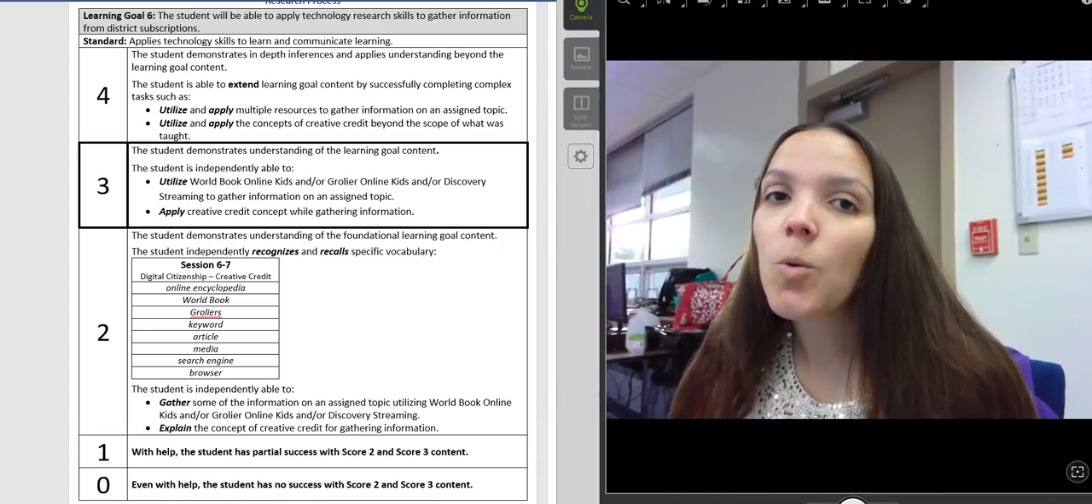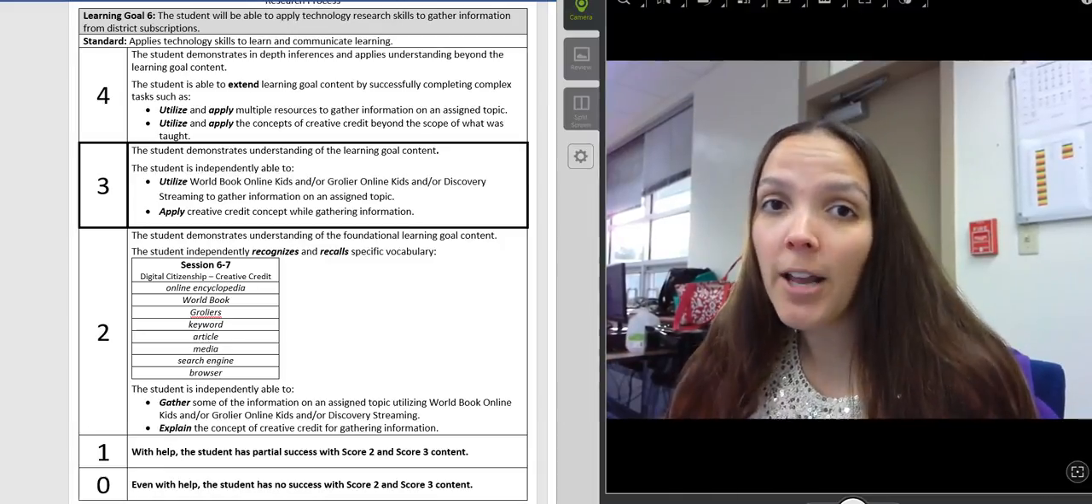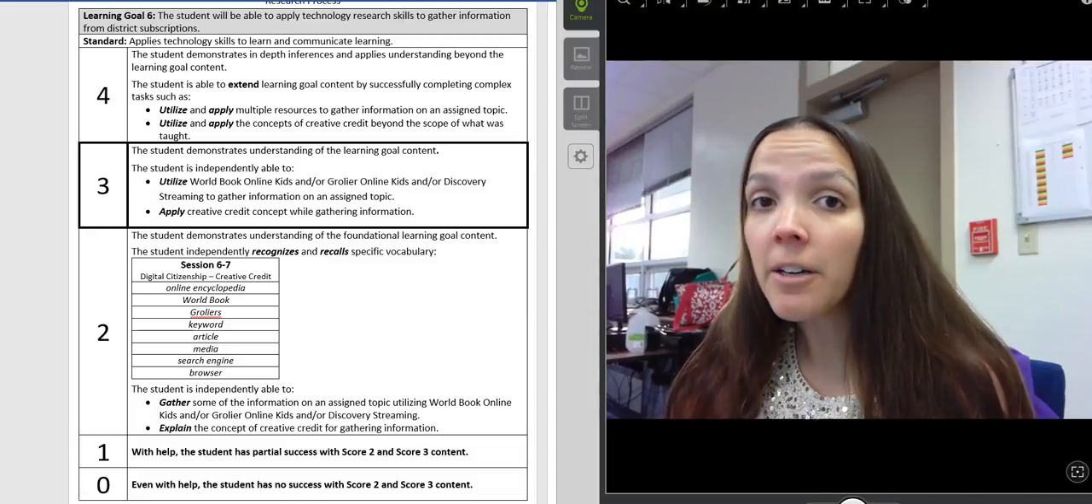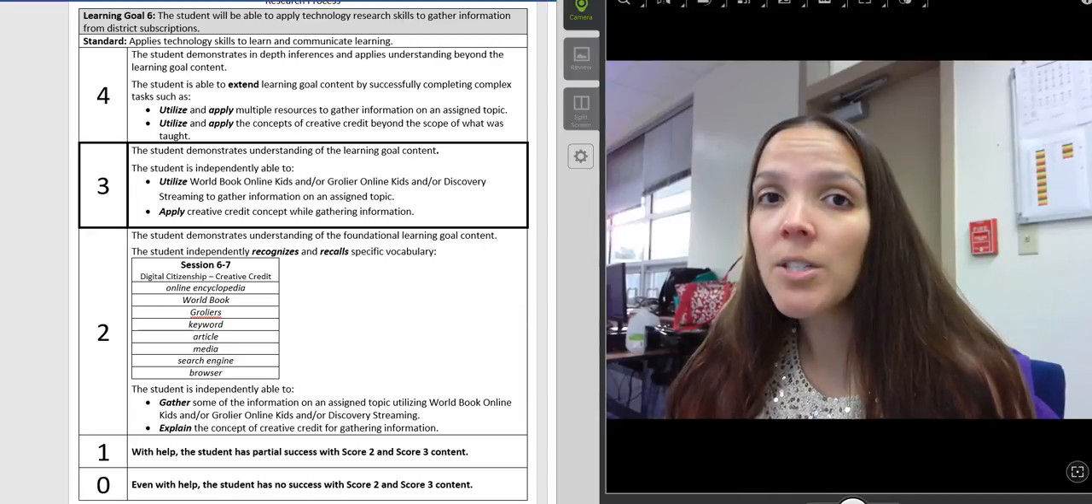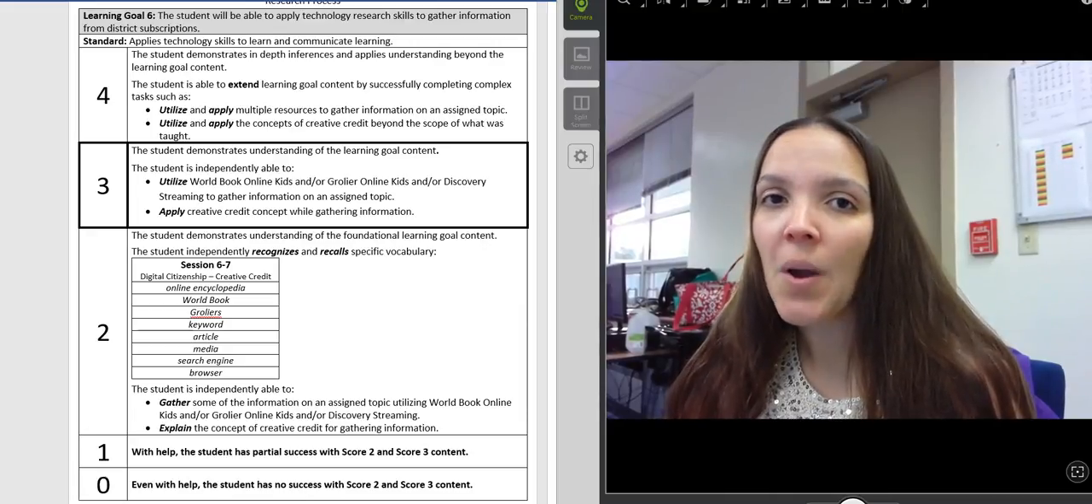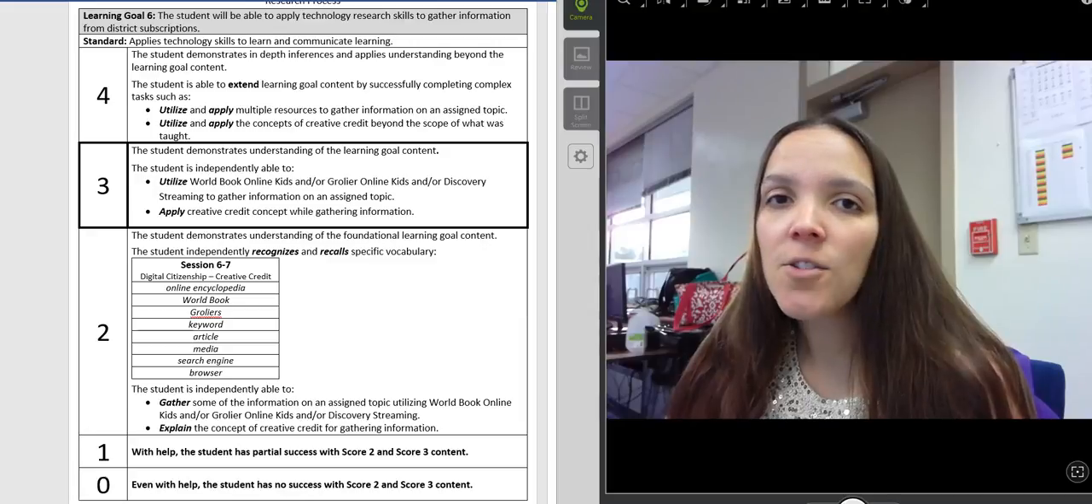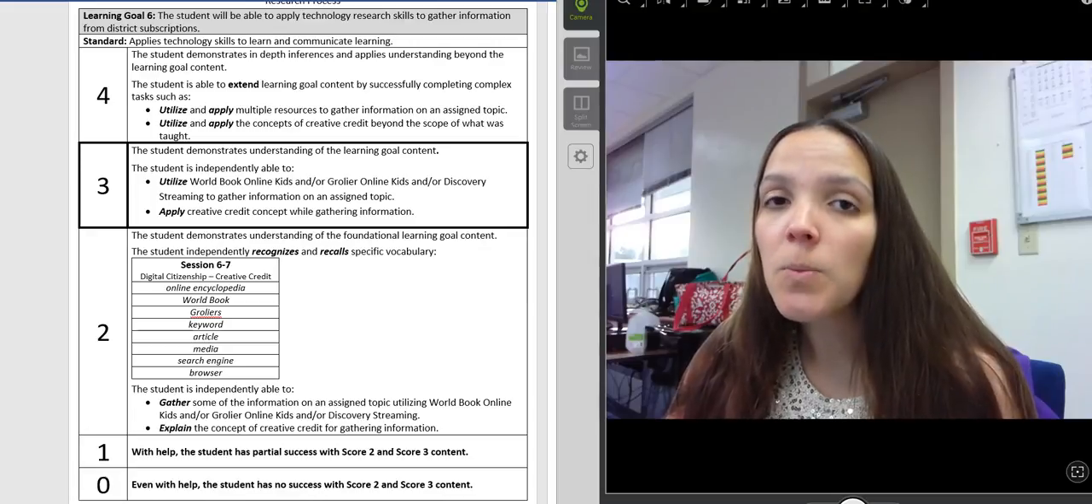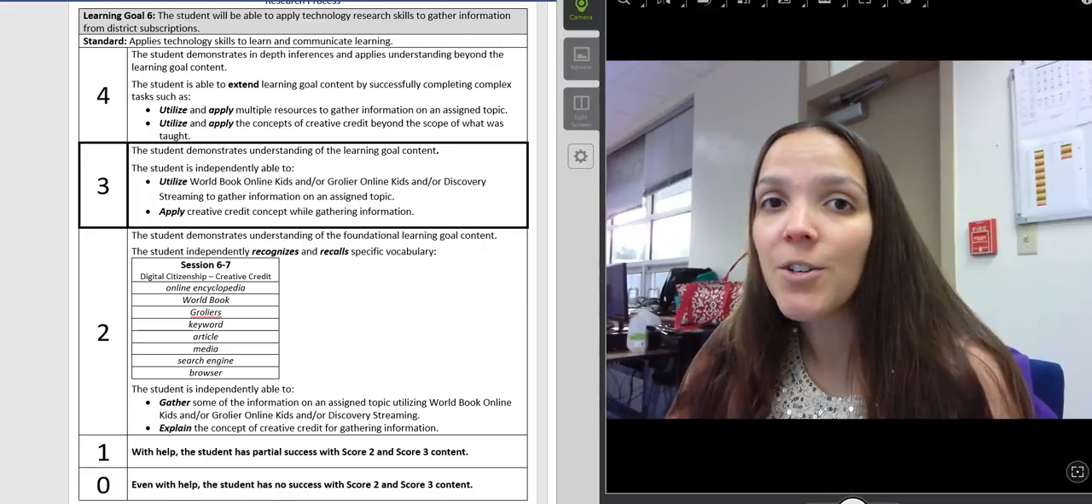Last week, we worked on creative credit and plagiarism, about how to borrow ideas from the internet and how to cite a source when we're using the resources from it. So today we're going to take those digital citizenship tools that we learned and apply them to our research project, because we are going to begin to research our topics.